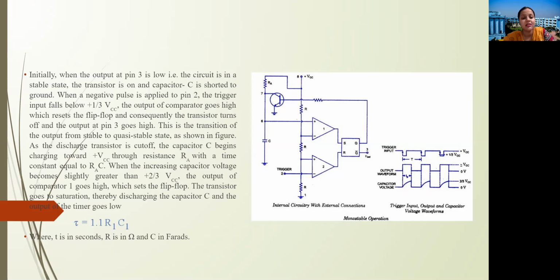As the discharge transistor is cut off, the capacitor C begins charging toward plus VCC through resistance RA with a time constant equal to RA C. When the increasing capacitor voltage becomes slightly greater than plus 2/3 VCC, the output of comparator 1 goes high, which resets the flip-flop. The transistor goes to saturation, thereby discharging the capacitor C, and the output of the timer goes low. So the total time period of the monostable multivibrator is 1.1 into R into C. This is the working of monostable using 555 timer.